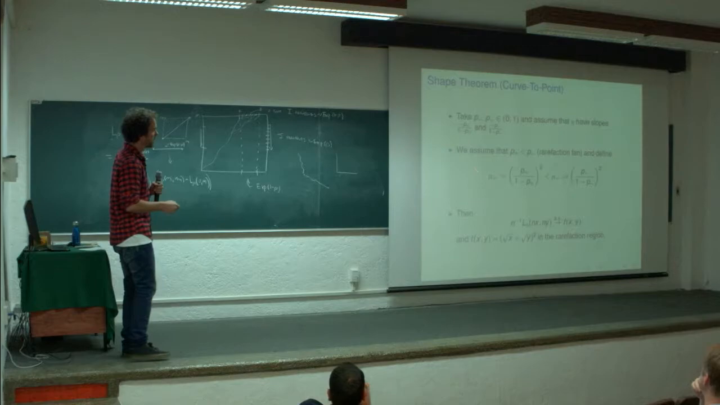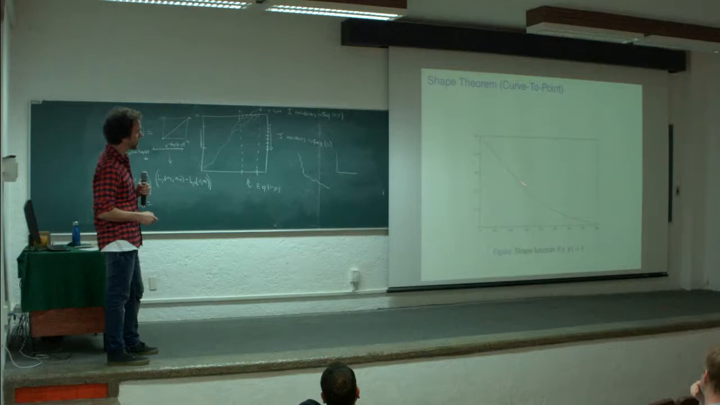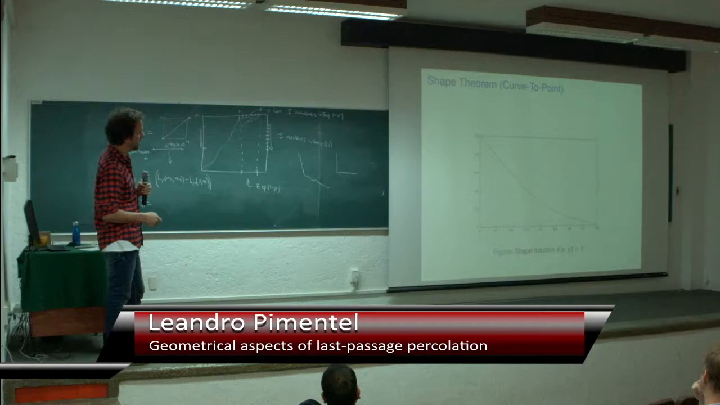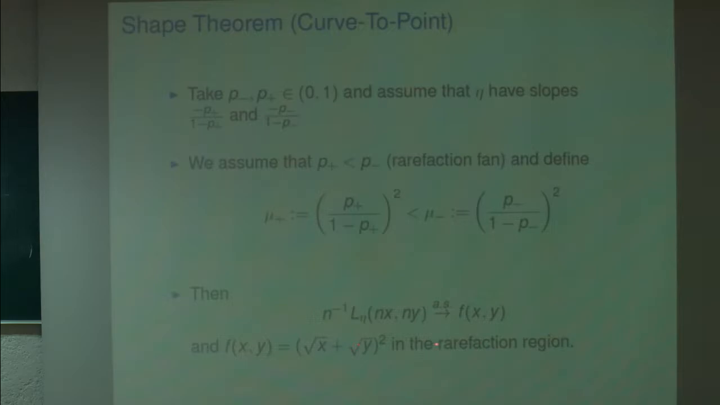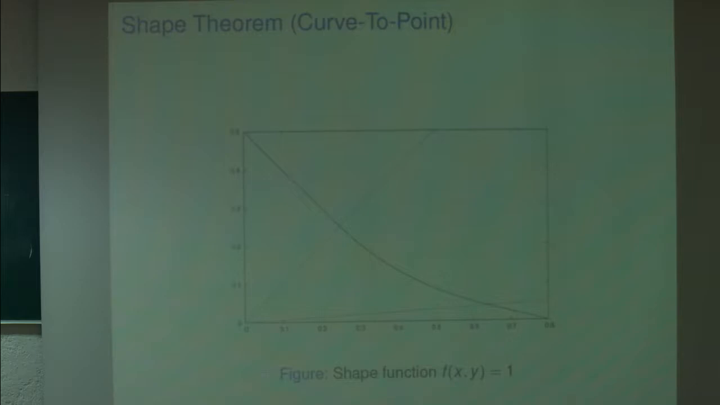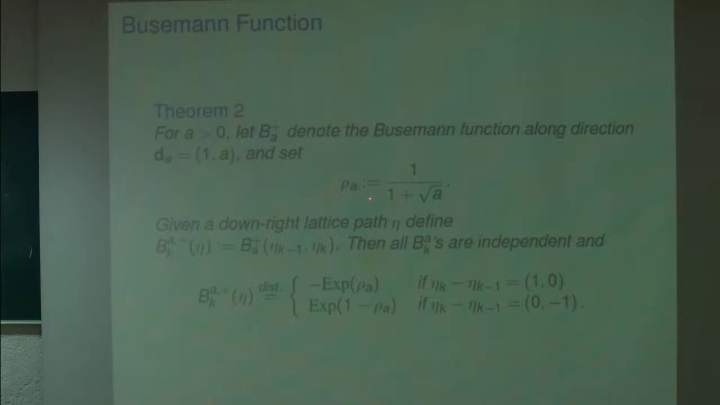So let me show you a picture. You will have these straight lines here, then a curved piece, and then a straight line there. And this line here corresponds to this m plus and m minus. This is what we call the rarefaction region. So in the rarefaction region, you have the same shape function. And outside, you have this straight line given by the same inclination of your initial condition.